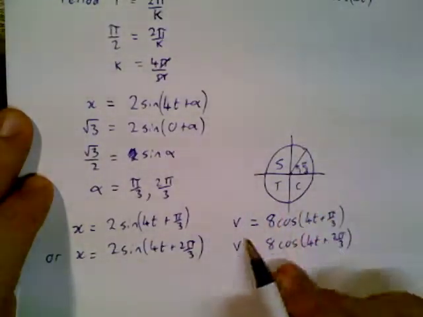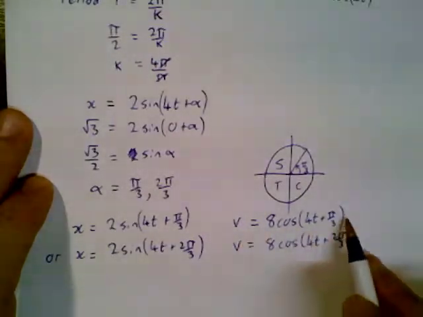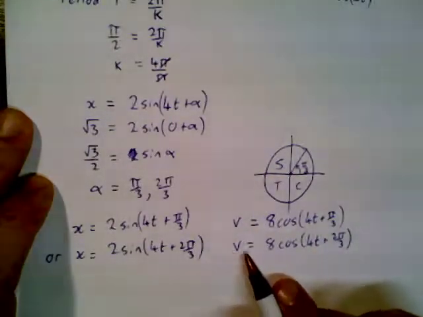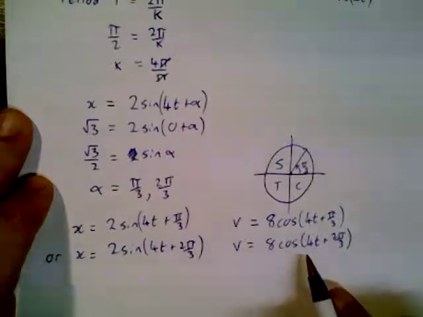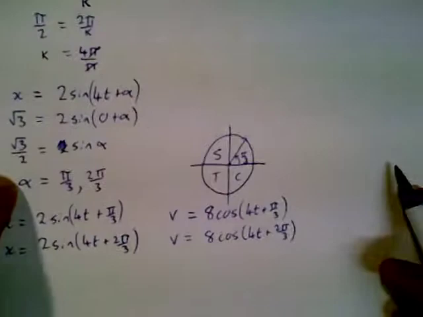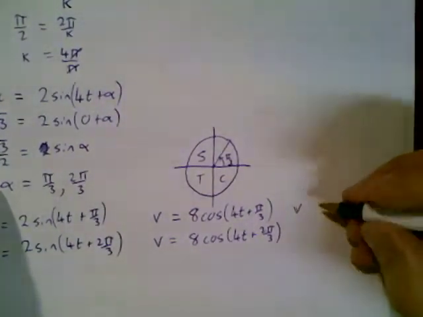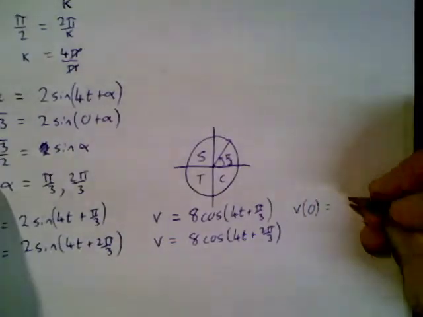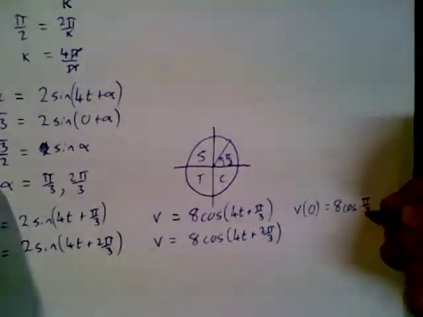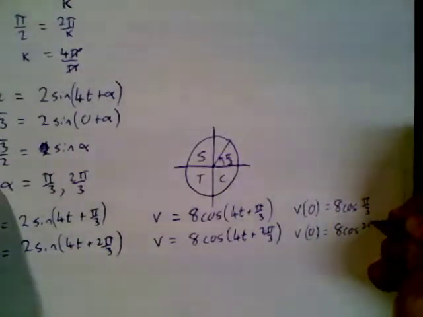So if we inspect these ones here, the initial velocity, in other words, when t is equal to 0, this velocity equation here will be 8 cos pi on 3. Initially, this velocity here will be 8 cos 2 pi on 3. Let's just write that out here. We've got V0 is equal to 8 cos pi on 3. In this case, V0 is equal to 8 cos 2 pi on 3.